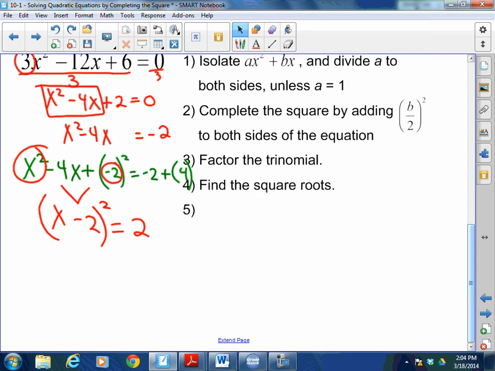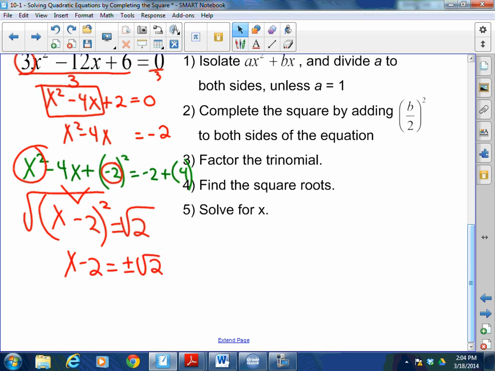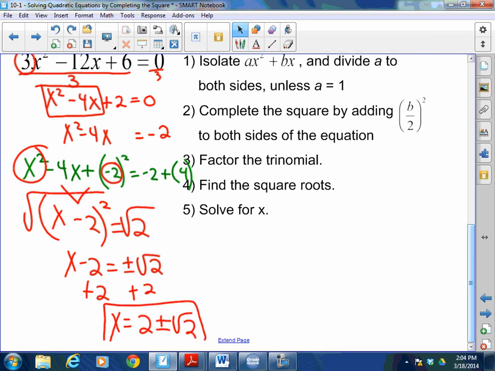Step 4, find the square roots. Square root both sides. X minus 2 equals plus or minus square root of 2. Step 5, solve for x. Add 2 to both sides. So x equals 2 plus or minus square root of 2. It's a little lengthy in process, but it's pretty simple, isn't it?